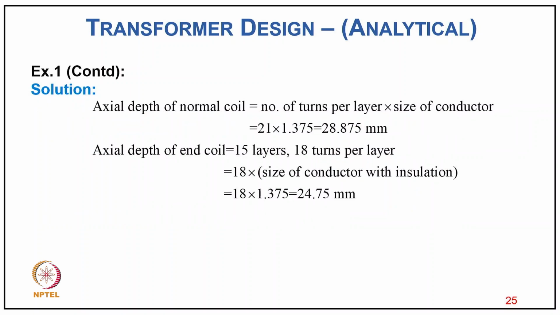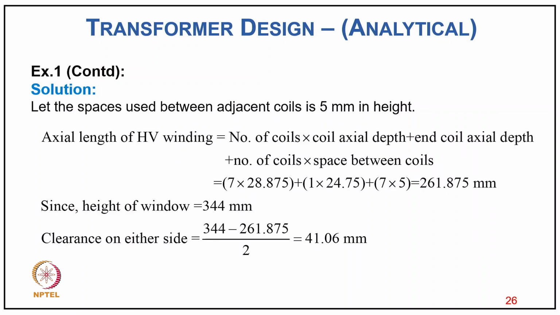Now coming to axial depth of the coil, that is equal to number of turns per layer into size of conductor. Putting value, it comes 28.875 millimeter, and axial depth of the end coil is 15 layers and 18 turns per layer. So putting value, it comes typically 24.75 millimeter. Now coming to lattice space between the adjacent coils is 5 millimeter in height.